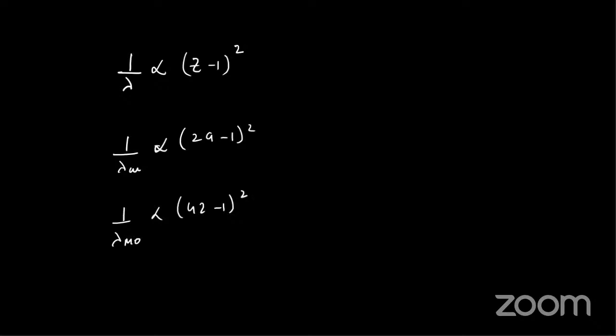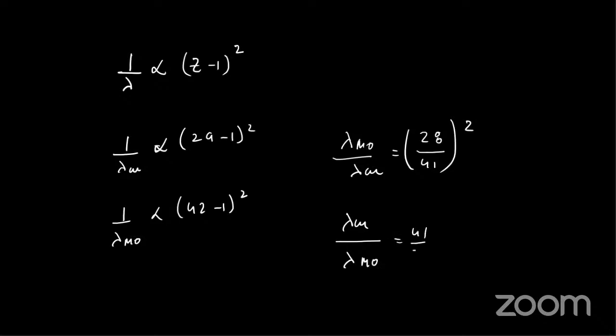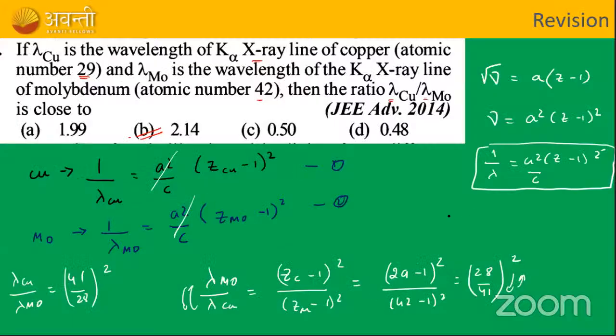Okay, dividing both of these, numerator of numerator goes to the above, denominator of denominator goes to numerator, so it becomes lambda of molybdenum by lambda of copper is equal to 28 by 41 whole square, or I can rewrite this as lambda of copper by lambda of molybdenum is equal to 41 by 28 square, and when you solve it, you get approximately 2.14. Okay, am I clear, students? Was it boring? All right. I hope I'm clear.